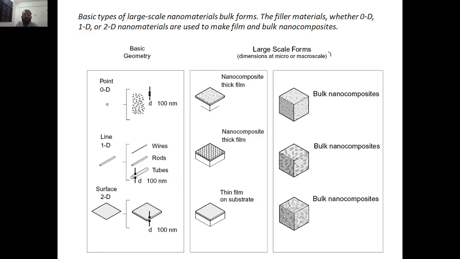So the same thing goes for the zero dimensional, one dimensional, two dimensional, three dimensional materials, where we can use the particular things, and that's how the things will work.